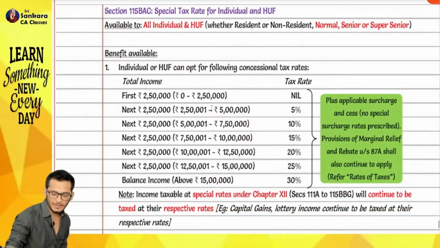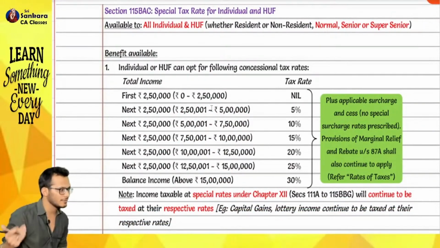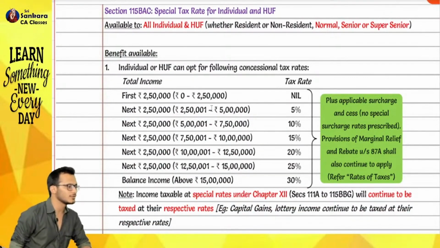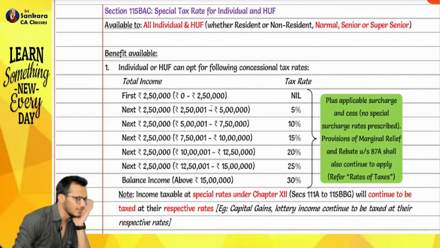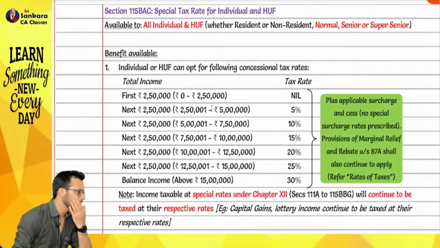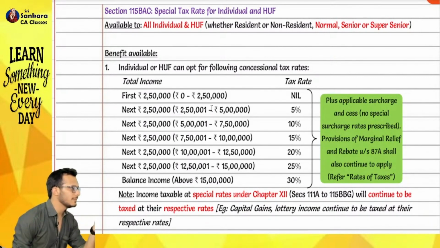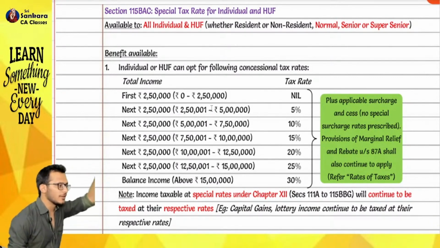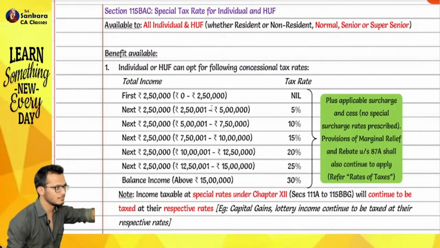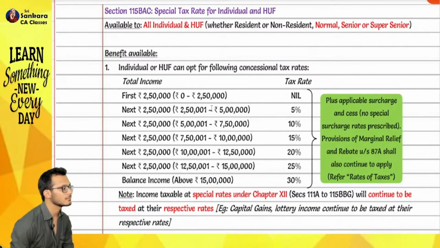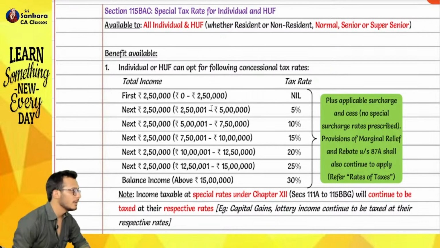Coming to the chapter of 115 BAC, we've already discussed it as we did multiple chapters, so I'm just going to highlight it for you. The provisions say that when it comes to an individual or a HUF, you have two regimes: an old regime and a new regime. Old regime is what we did in chapter number 2, rates of taxes. Now we are going into the next regime, called the new regime, the special tax regime 115 BAC.